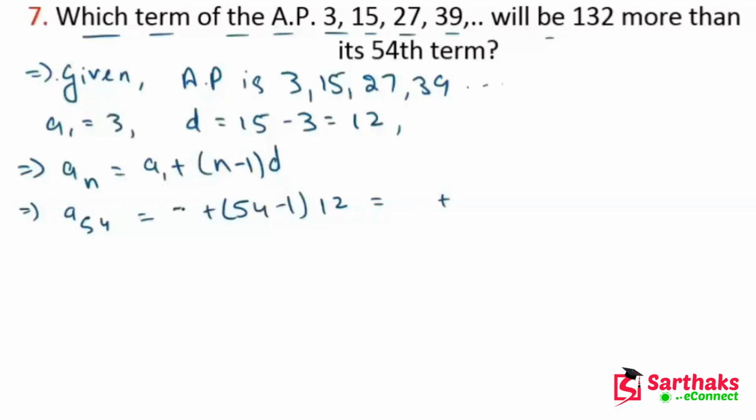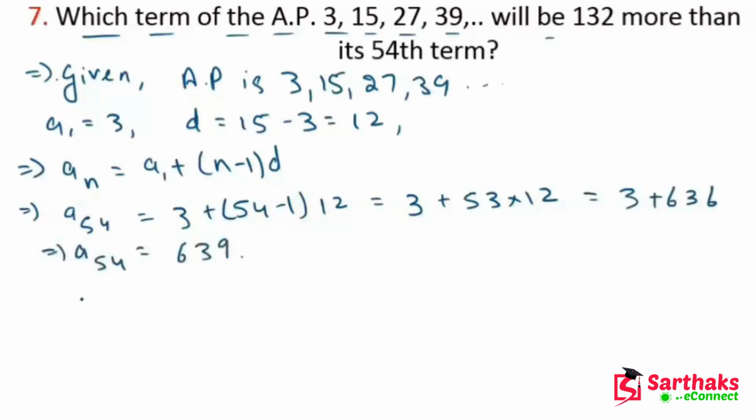A1 we have 3. 3 plus 53 into 12. Okay, if we solve it, we get 3 plus 636, and we get the value of a54 is 639. Okay, so I hope you get this point.